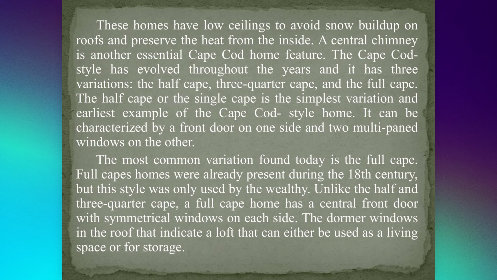Full cape homes were already present during the 18th century, but this style was only used by the wealthy. Unlike the half and three-quarter cape, a full cape home has a central front door with symmetrical windows on each side. The dormer windows in the roof indicate a loft that can either be used as a living space or for storage.